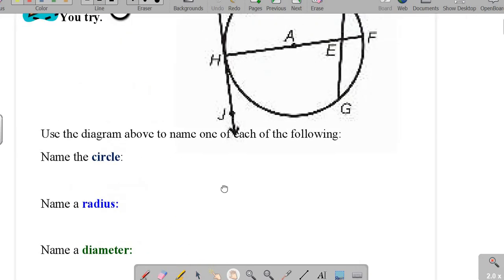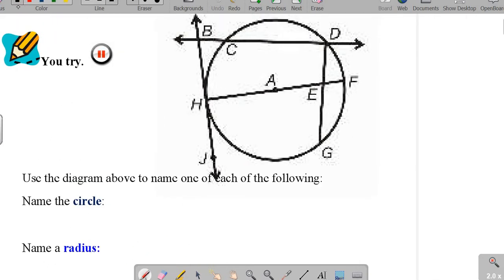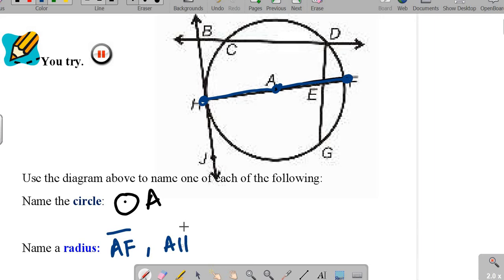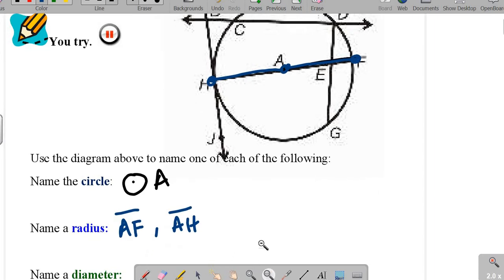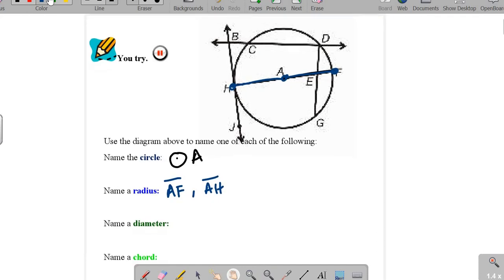So in this, we would name this circle with a dot, circle A. A radius would be like A to F or A to H. And it's a segment. A diameter would be H to F, F to H, same thing. A chord would be from point C to D or D to C.